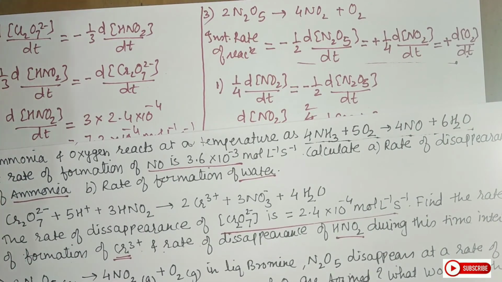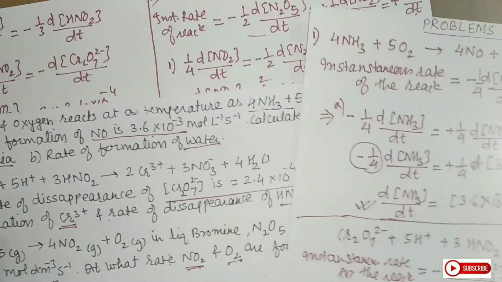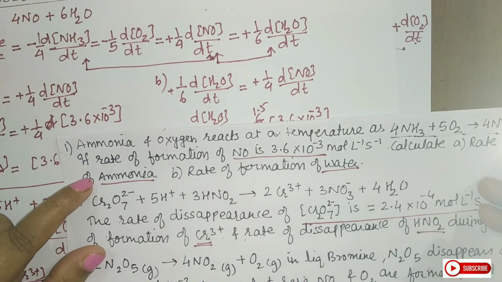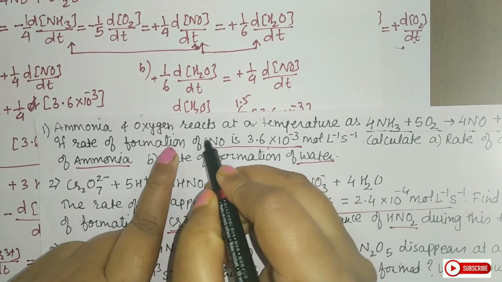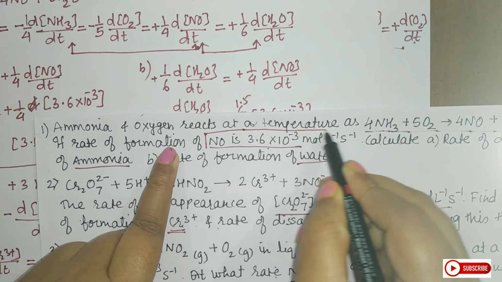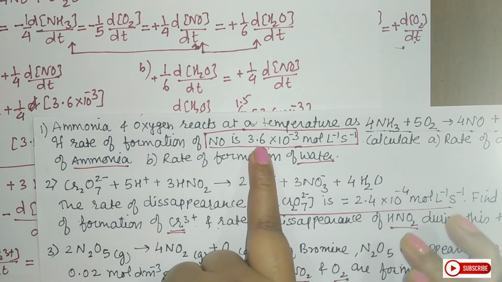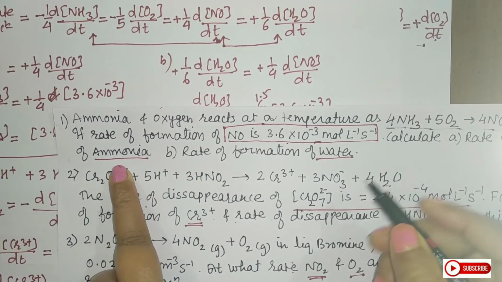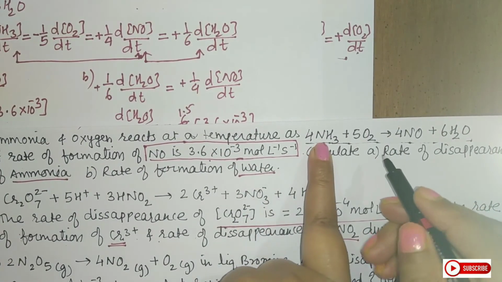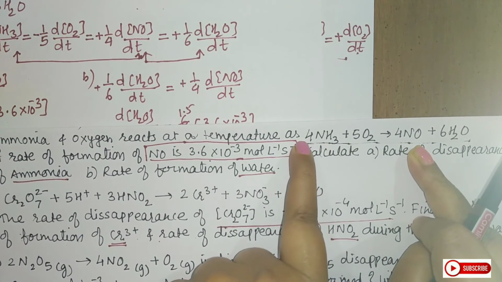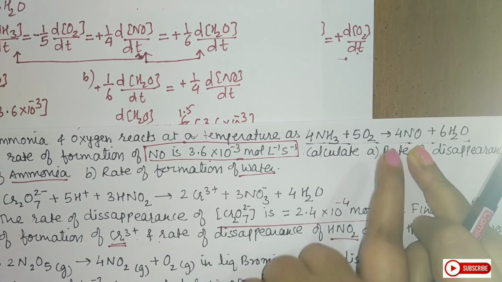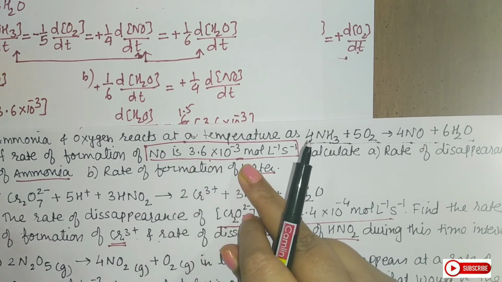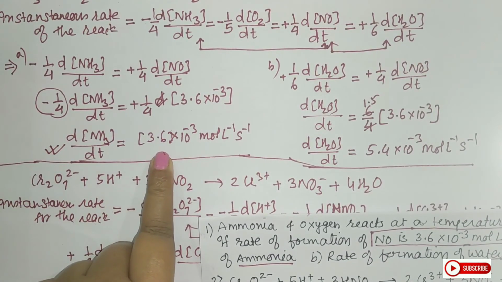Now let us come to the shortcut, how you will do this. Now students, we have solved all the questions here. Now if you see this, here they have given the question. Please focus on this. This is the NO concentration which is given, and this is 3.6. Now the first one they are asking for is ammonia. If you see ammonia and NO, the number of moles is the same, and therefore the answer for ammonia must be the same as that of NO. So it will be 3.6, and this is what we have calculated.